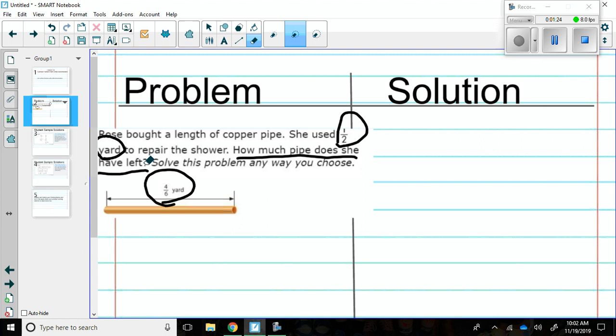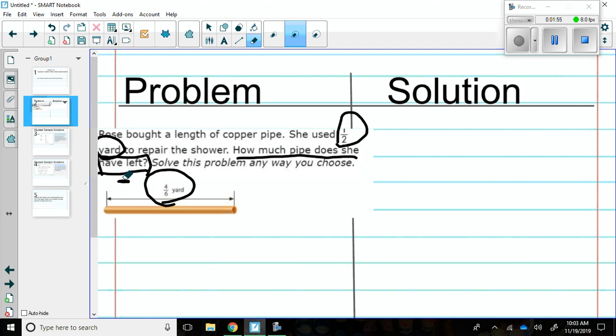Now, when I look at this problem, I think how she bought the pipe at 4/6 yards. She uses half a yard for her project. So the question asks, how many does she have left? I think that's very important because that helps me know what I'm going to solve and my next step of evaluating and visualizing. When I think of have left, that makes me think that I need to subtract.